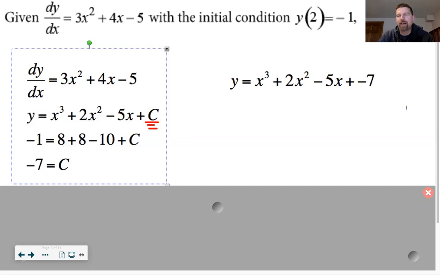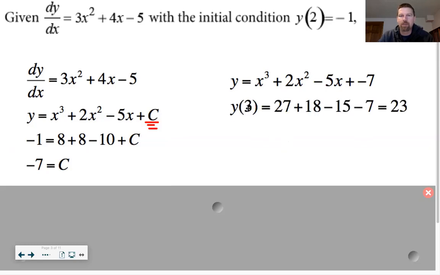And then the question asks me to find y of 3, which means what is y when you plug an x value of 3 in? So then do that. y of 3 is just plugging a 3 in there. In this case it is 23. That's basically it for initial value problems. You're given a derivative, you want to find the original equation. Usually you have to do something with that original equation, like finding y of 3.